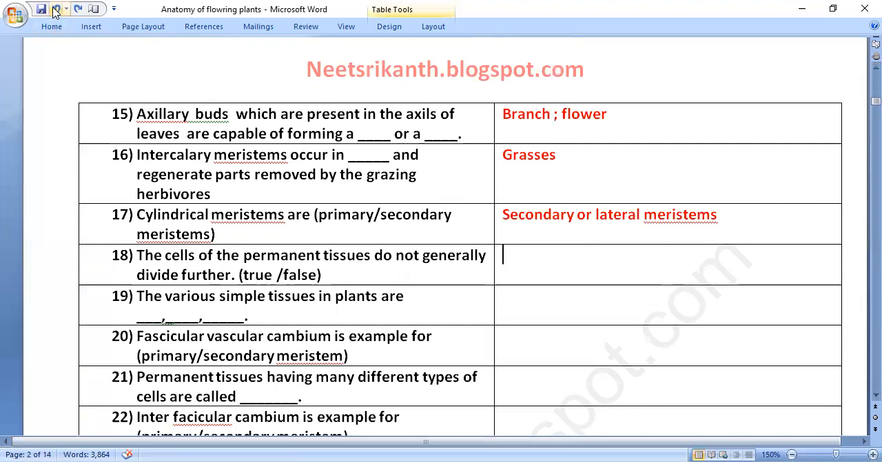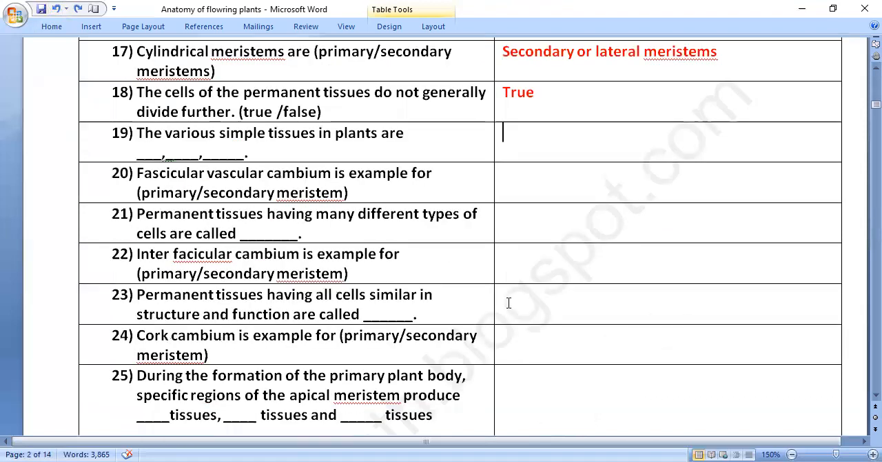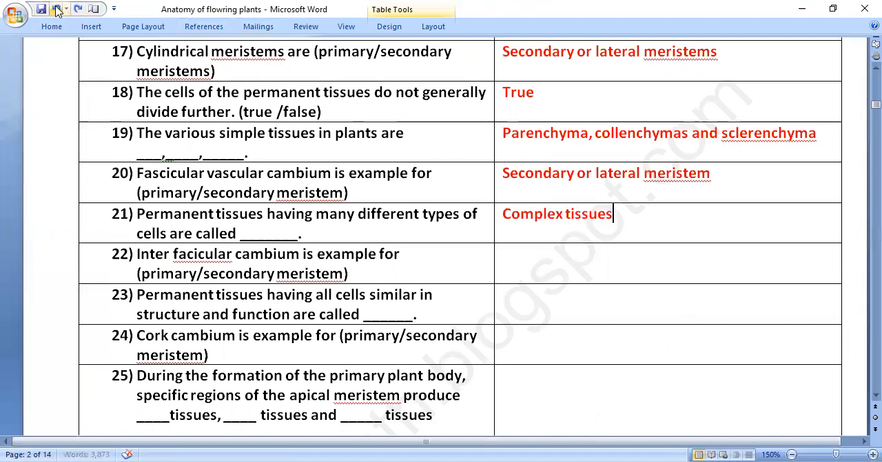True or false? True. The various simple tissues in plants are parenchyma, collenchyma, and sclerenchyma. Fascicular or vascular cambium is an example of secondary or lateral meristem. Permanent tissues having many different types of cells are called complex tissues.